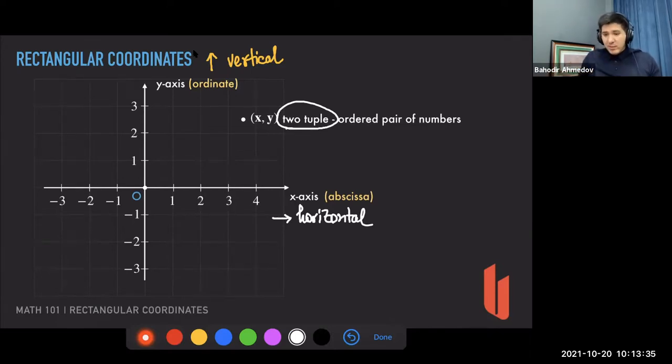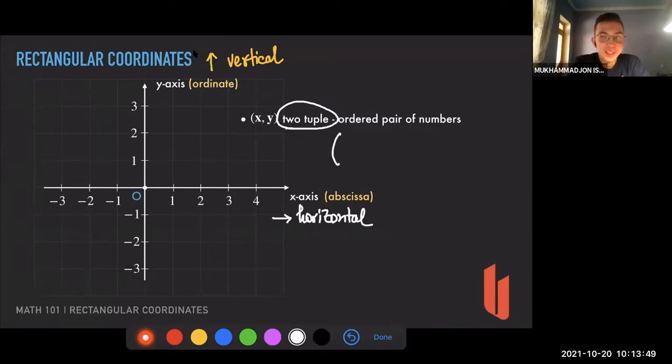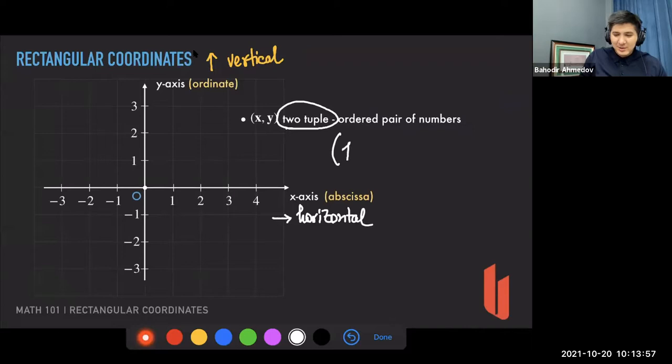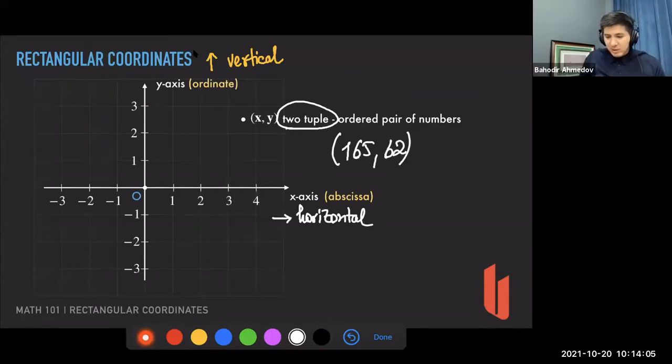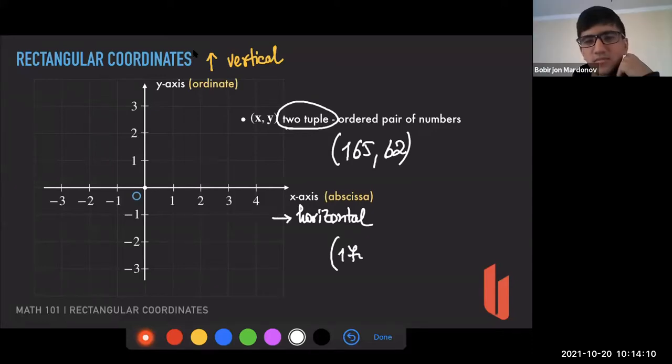numbers. So for example, Muhammad Jan, could you please tell me what is your height? 165. What is your weight? 62. Okay. What about Babarja? 170. Okay. 60. Okay, and so on.